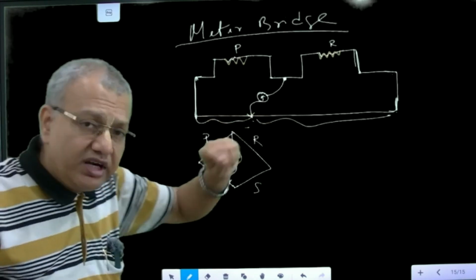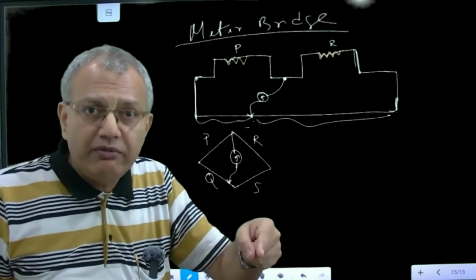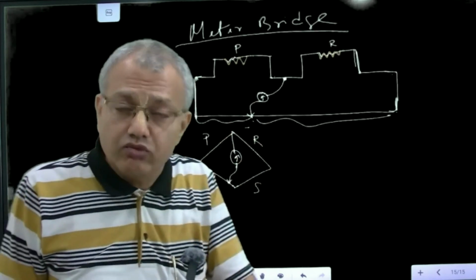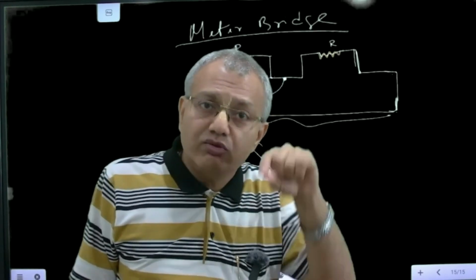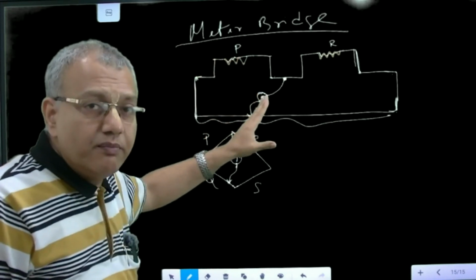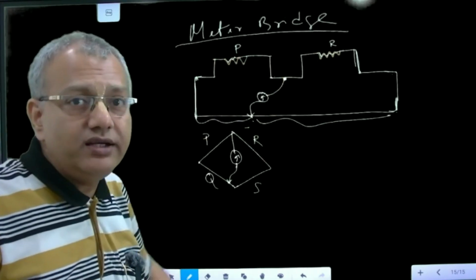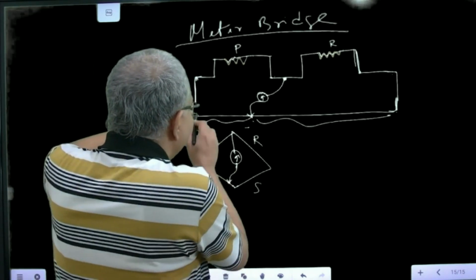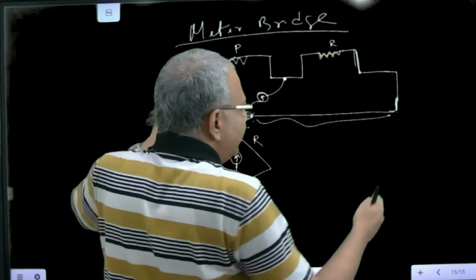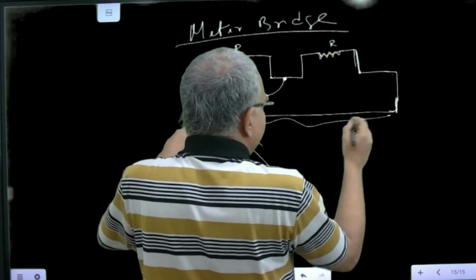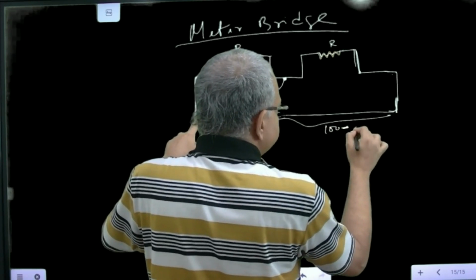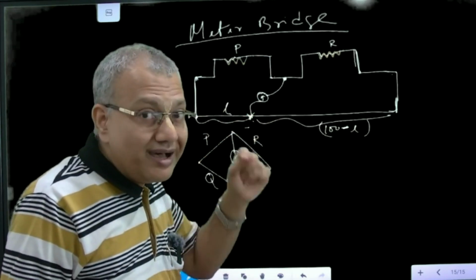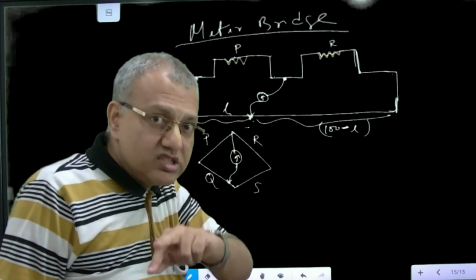So the pointer is shifted in such a way that I can get a null point. Null point means there will be no current flowing through the galvanometer. So when there is no current flowing through the galvanometer, we have to understand the condition of the Wheatstone bridge. Balance condition of the Wheatstone bridge is satisfied, isn't it? So therefore, just you can see that if this length is L, so I told that this length is 100 centimeter. This remaining part will be 100 minus L. And the resistance of this wire is directly proportional to L. Why? R is equal to rho L by A. Resistance is directly proportional to length.